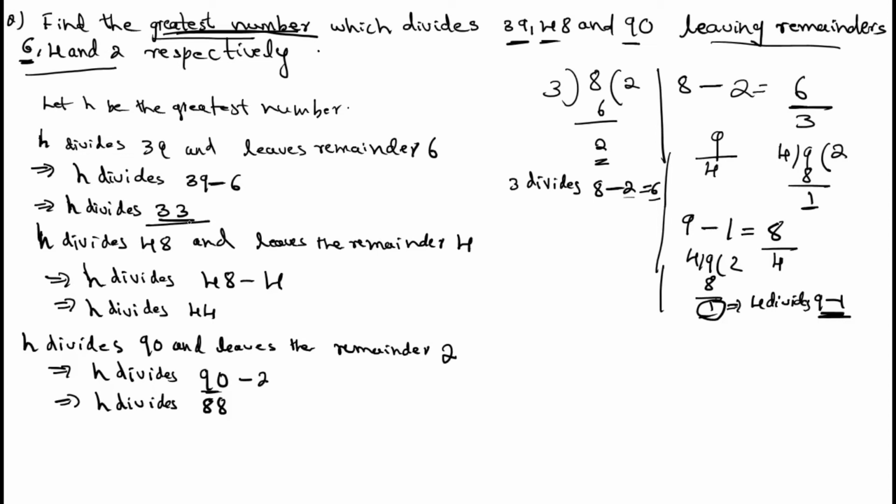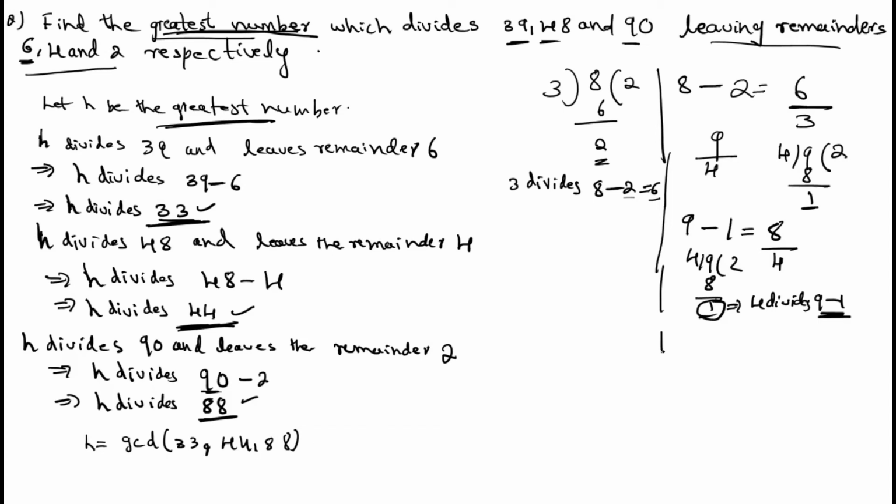Okay, now see, we have 3 numbers, right? h divides 33, then h divides 44 and h divides 88. What is h? h is the greatest number. Now see, we have the greatest number which divides 3 numbers. How to find the greatest number which divides given 3 numbers? That is nothing but our GCD or HCF, right? Therefore, you can write h is equal to GCD of 33, 44 and 88. Tell me the greatest number which divides 33, 44 and 88.